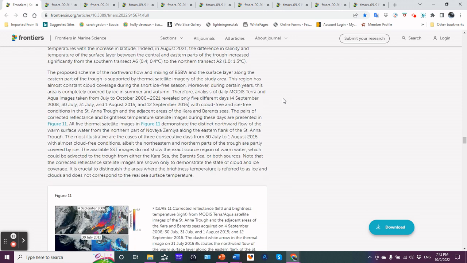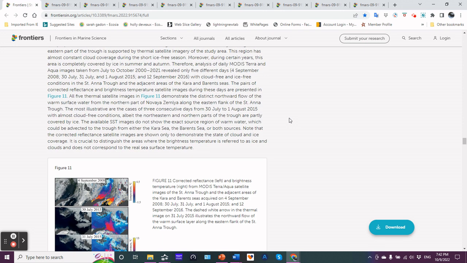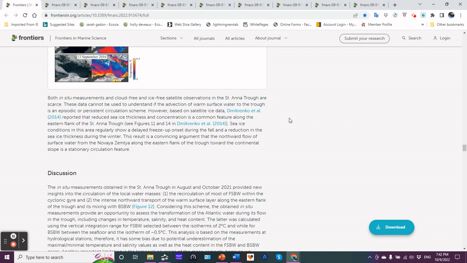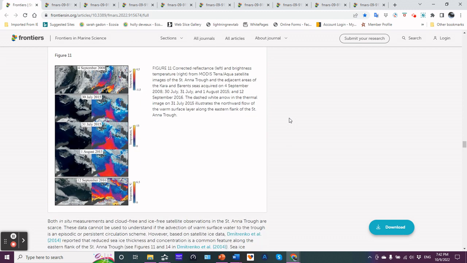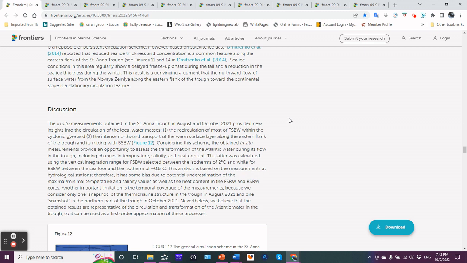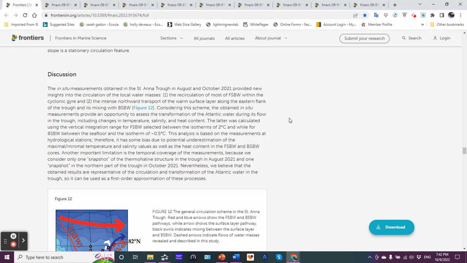The proposed scheme of the northward flow and mixing of BSBW in the surface layer along the eastern part of the trough is supported by thermal satellite imagery of the study area. And they go on to discuss, looking at the reflectance and so forth. While that's interesting, I think they have really made an excellent case for what they're suggesting. They have excellent data. So let's see what they have to say in the discussion.